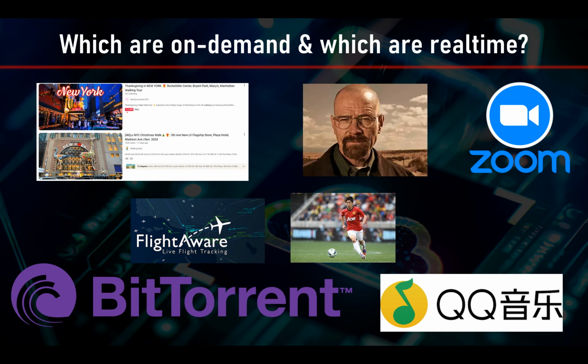Hopefully these should be fairly obvious. If we look at the first one, this one is live, because it says live. This one, of course, is pre-recorded, and we can actually see the time in advance. Breaking Bad is going to be on demand, since it's pre-recorded. A Zoom call is going to be real time, it's happening live. Football, if it is live, is going to be real time, same for flight tracking. QQ Music is basically the same as iTunes or Spotify. And also torrenting, peer-to-peer: since the files, or the music, already exist, that's going to be on demand.